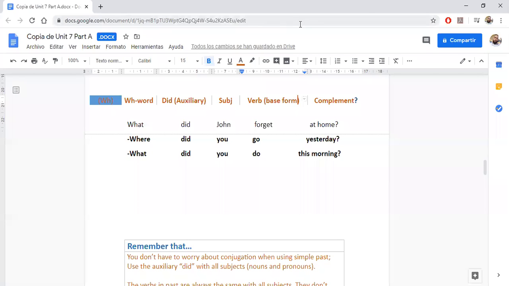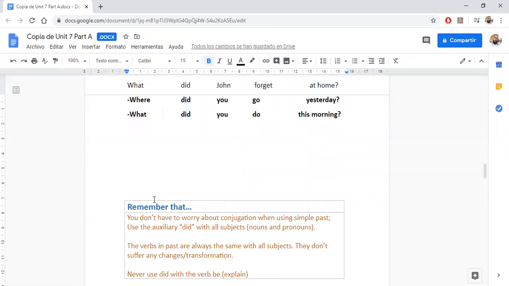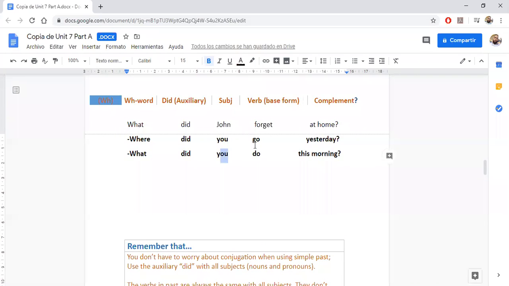So continuing with the last part, these were the WH words and the auxiliary. As you notice, the WH word goes first, then the auxiliary, then the subject, then the verb in the base form, and the complement. Notice that the verb doesn't change because we have the auxiliary.